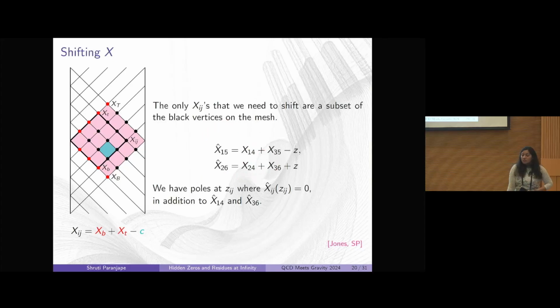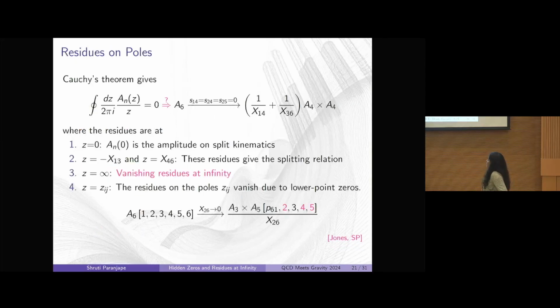Okay, so this gives me locations of poles at other locations, which I'm going to call Zij, which is when an Xij goes to zero. So this is in addition to the ones that I wanted to shift in the first line. Okay, good. So now I can do the usual thing. I put the contour around zero. I use Cauchy's theorem to pick up residues everywhere.